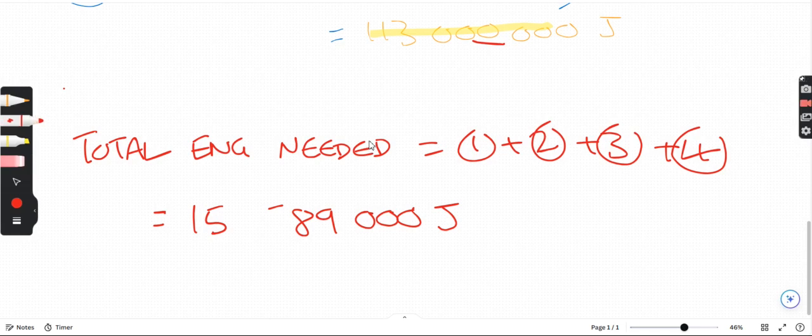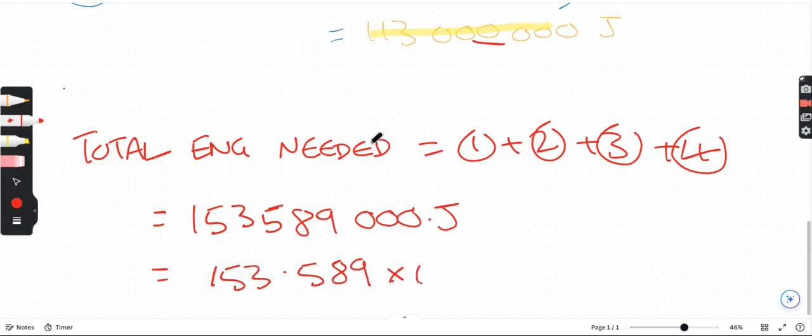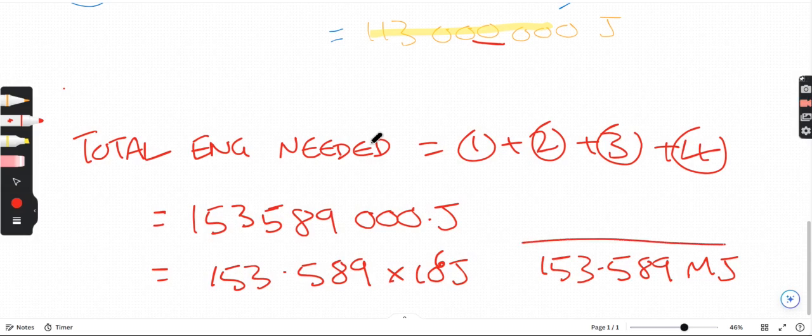Oh, come on, what are we doing? 1.535, there's the decimal place. So if you want to press the engineering button, 1.5358 or 9 times 10 to the 6 joules. Okay, mega, 10 to the 6 there, look, 10 to the 6. 1.53 megajoules.